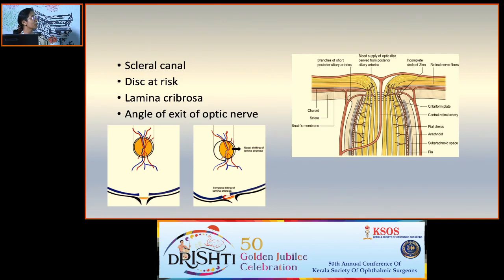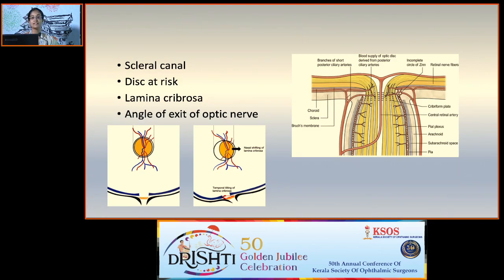And there are small openings in the scleral canal called the lamina cribrosa. These are small round openings which become slit-like when the intraocular pressure is raised. When they become slit-like, they compress the optic nerve fibers, leading to an ischemia.